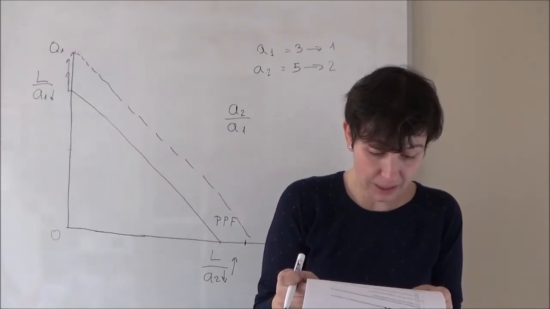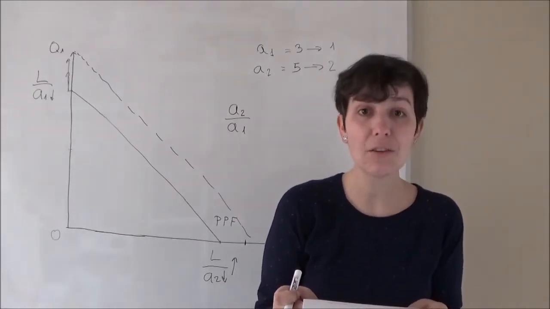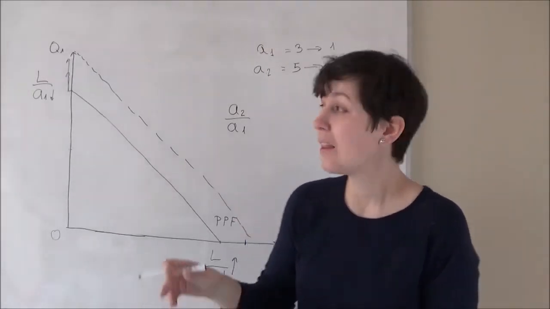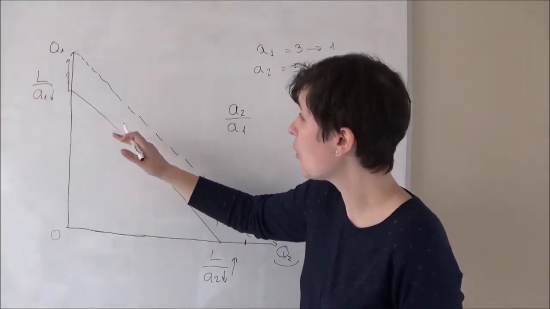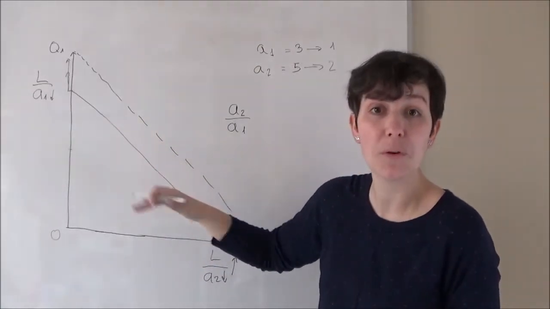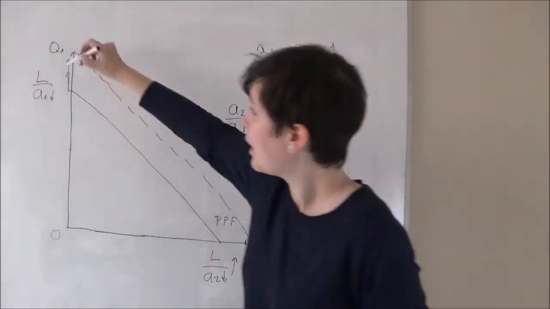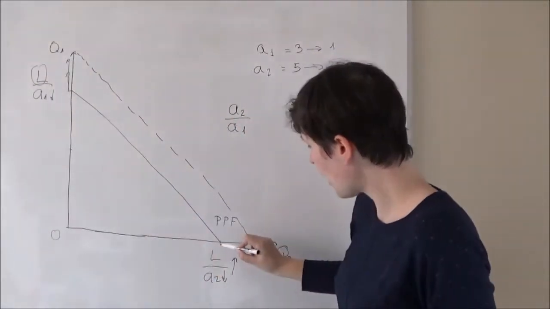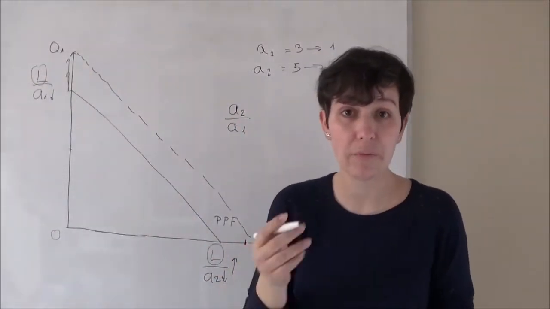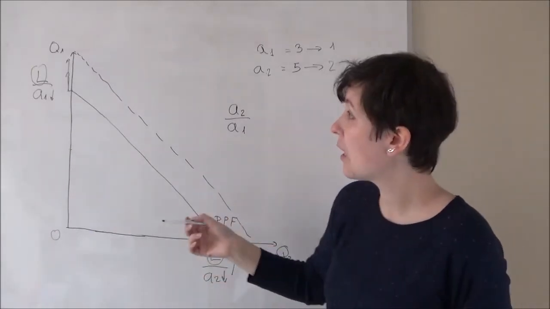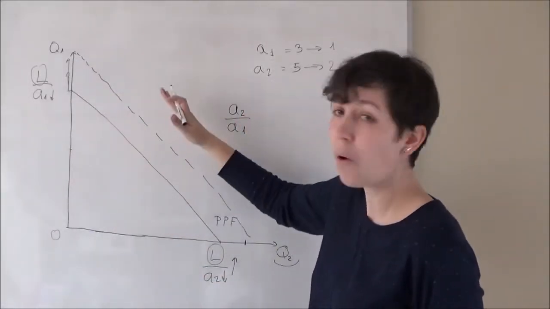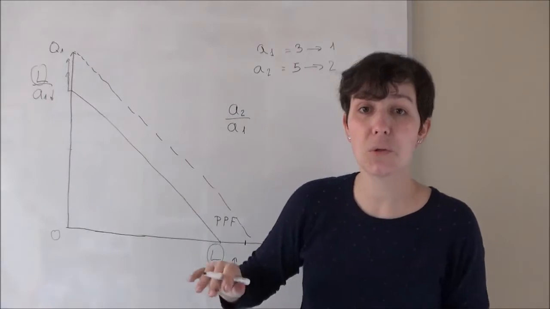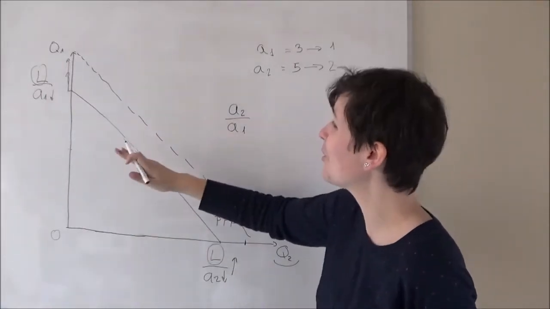B. The increase in the labor force. That also is going to change the PPF. We are going to have a different PPF. It's going to move. It's going to shift. How is that? Labor is here. So the PPF is determined by labor. If labor changes, if it's bigger, you can produce more. So the PPF is going to go to the right side and also up.